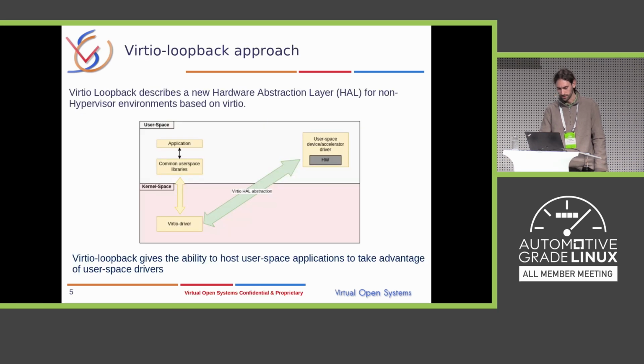Let's get into that. So, what is Virtual-Loopback? Virtual-Loopback, as the title says, is a hardware abstraction layer for non-hypervisor environments based on Virtio, which means basically that it tries to bridge these Virtio drivers with user space components such as vhost-user devices, for example.